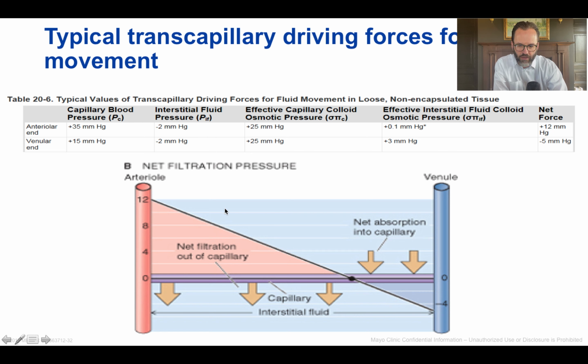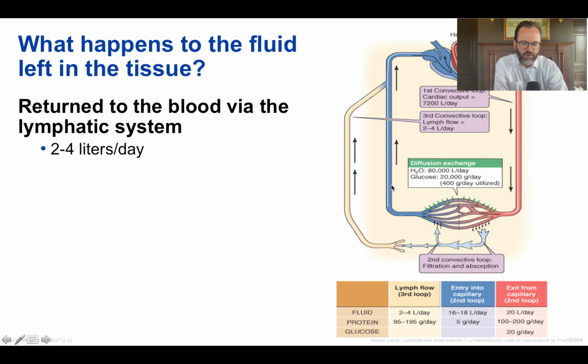And critically, at any given capillary, there's a net filtration out of the capillary, which is a net loss of fluid into the interstitial space, despite the fact that we have some absorption occurring here at the distal end of the capillary. And so the big question is, well, where does all that go? The reality is that we do have to have a system to deal with that fluid exudation into the interstitium, and that fluid is returned to the circulation via the lymphatic system.